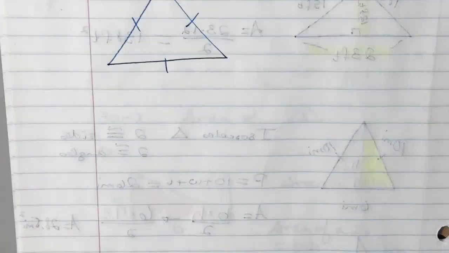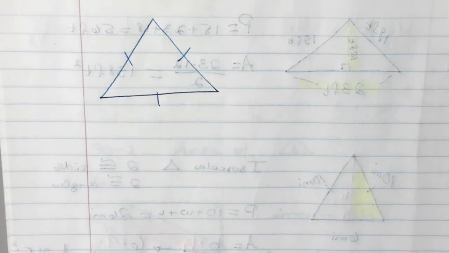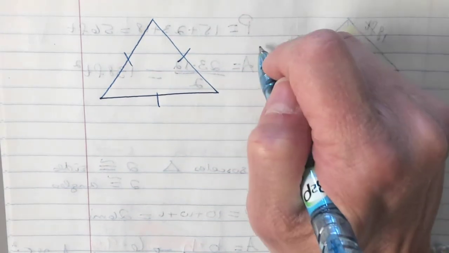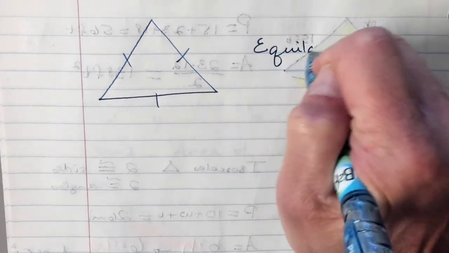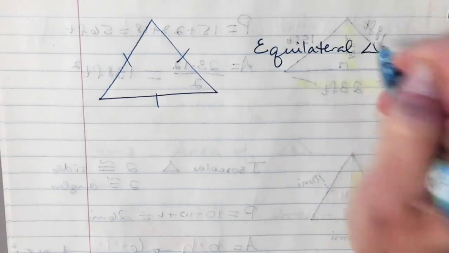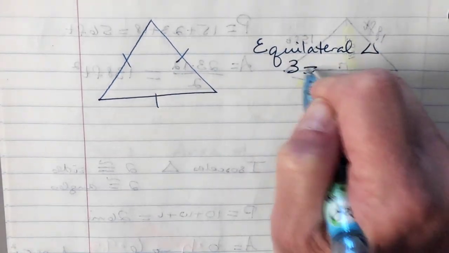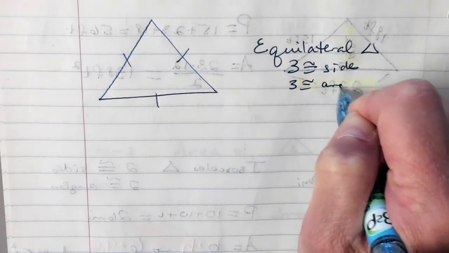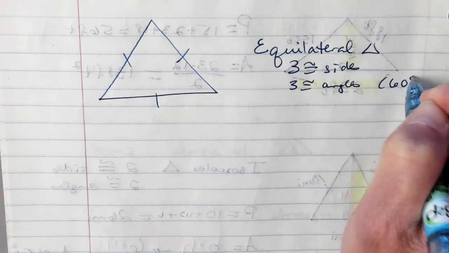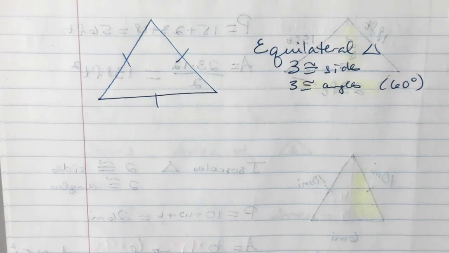So the next type of triangle that we're going to play with has all three sides congruent. Do you guys remember the name of that kind of a triangle? It starts with an E. Yes. This is an equilateral triangle. It has three congruent sides, and by the way, three congruent angles, all at 60 degrees.